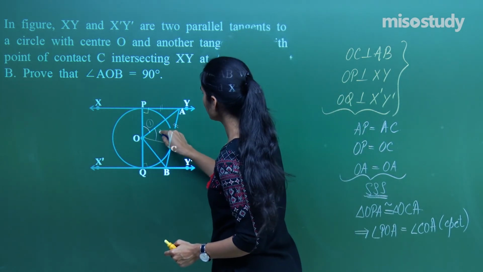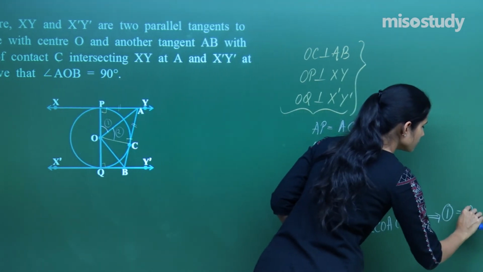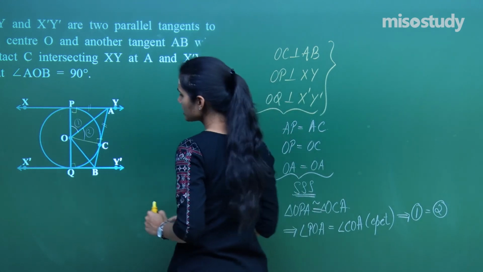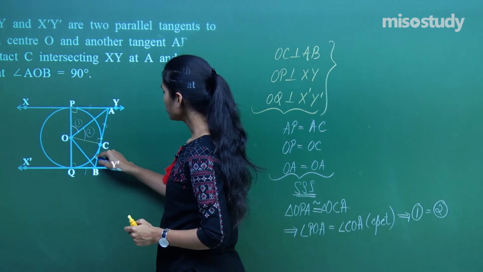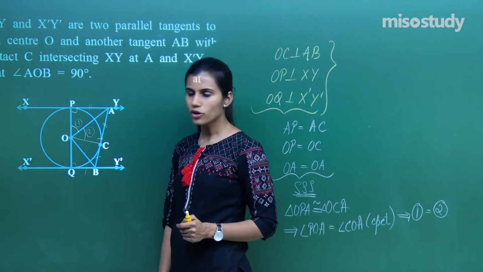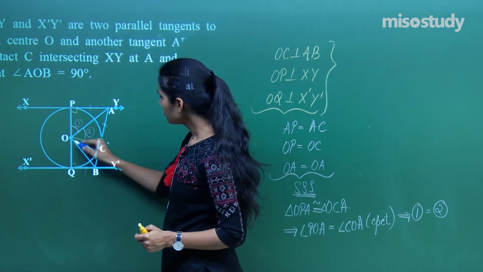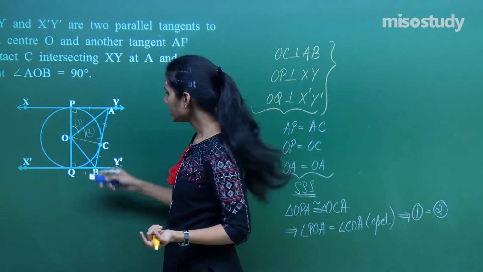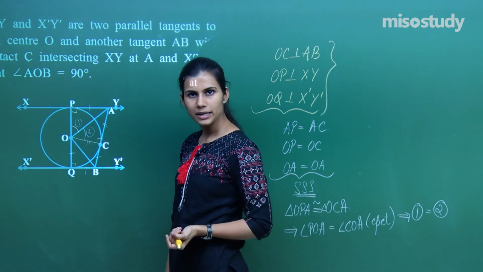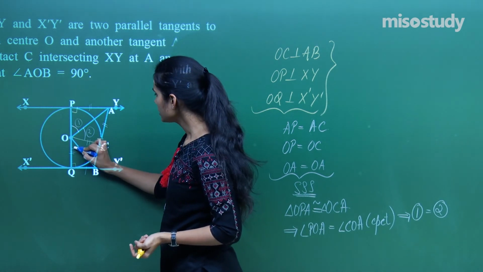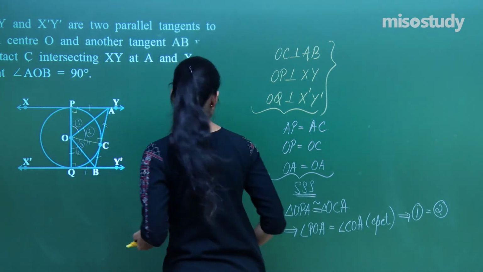So you will have this angle is same as this angle by CPCT. So 1 is equal to 2. Exactly on the similar lines you can show these two triangles are also congruent. How? BQ is same as BC because tangents drawn from an external point B to the circle are equal in length. After that you have OB is same as OB, it is the common side, and OQ is same as OC because it is equal to the radius. So again by SSS congruence condition, these two angles will be equal. So 3 will be equal to 4.